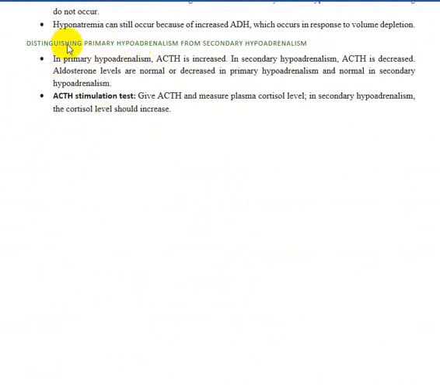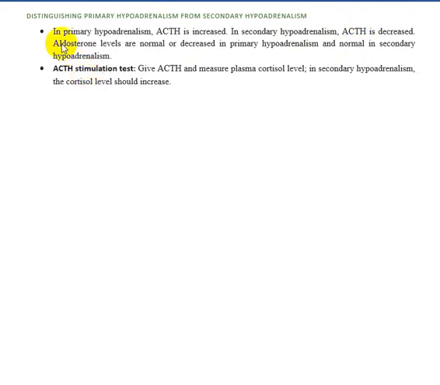Now, how do we distinguish primary from secondary? In primary hypoaldosteronism, ACTH is increased. In secondary, ACTH is decreased. We said that in primary, ACTH is increased because the adrenal gland is mainly affected, so no negative feedback is going to apply to the pituitary gland, and ACTH is going to increase. While secondary comes from the pituitary gland, so the cause actually is ACTH reduction.